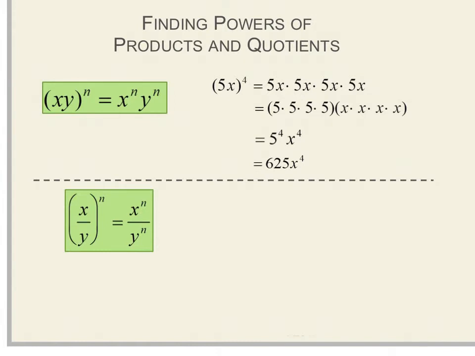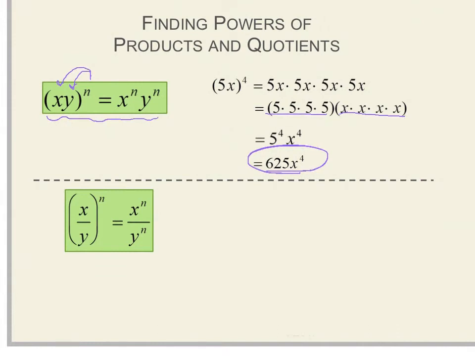In the power of a product rule, what I'm going to look at is distributing that exponent to anything inside the parentheses. So (5x) to the fourth we can look at as 4 factors of 5x, which is 5 being multiplied 4 times and x being multiplied 4 times, or 5 to the fourth, x to the fourth, which simplifies to 625 x to the fourth.